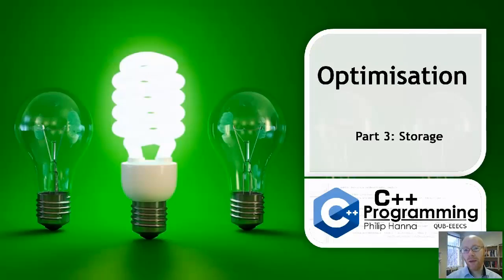In this, the third part of the Optimisation series, we're going to have a look at storage, in particular how we might wish to store objects within memory. And we'll also then move on to briefly, in this one and in the next lecture, have a look at temporary objects and how we can best deal with those.